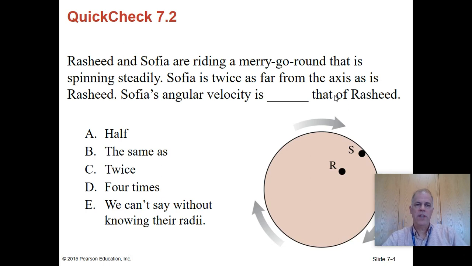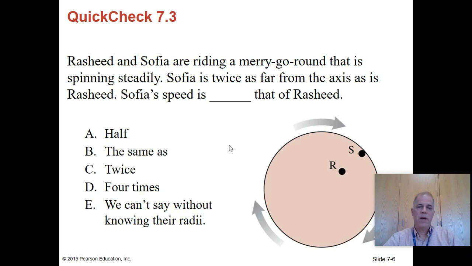Next one, we have Rashid and Sophia on a merry-go-round. Sophia is twice as far out from the center as Rashid, and we want to know to compare their angular velocity. Here's the answer. It's the same because they're going around in the same amount of time. Now, it's true that Sophia is covering more ground and her tangential velocity is greater, but the rotational velocity, like the speed of a second hand on a clock, is the same for both of them. They take the same amount of time to go all the way around.